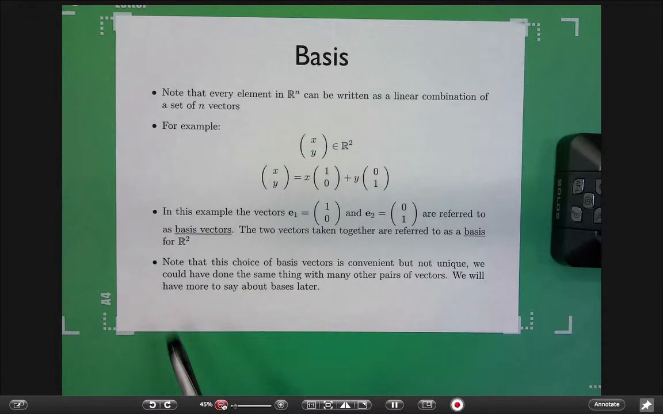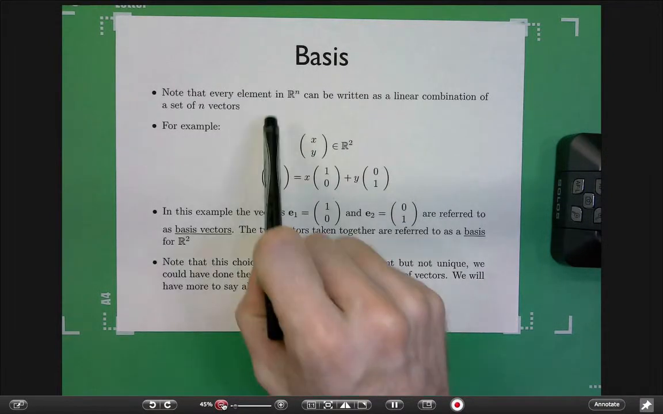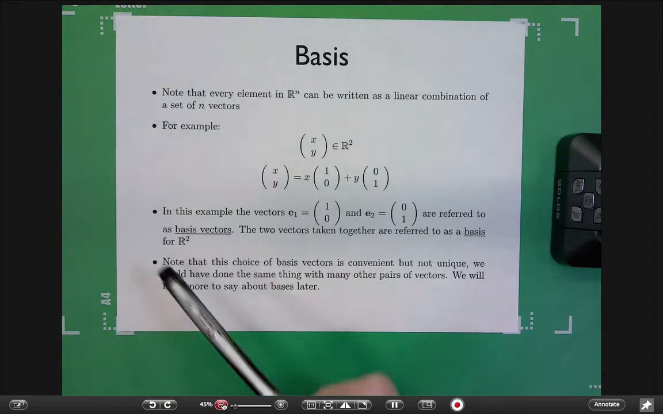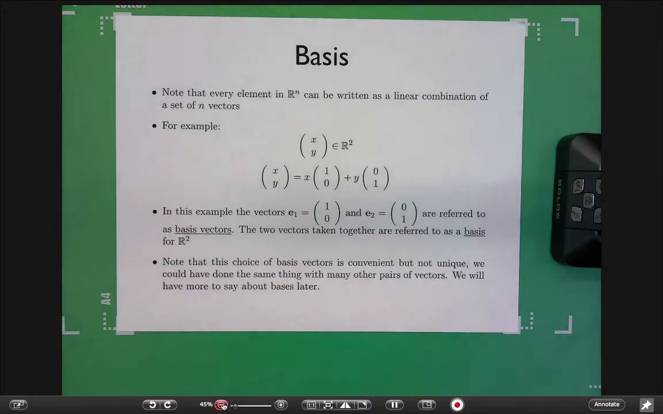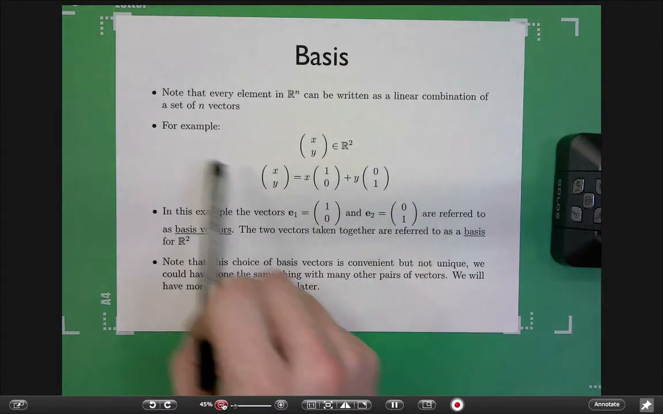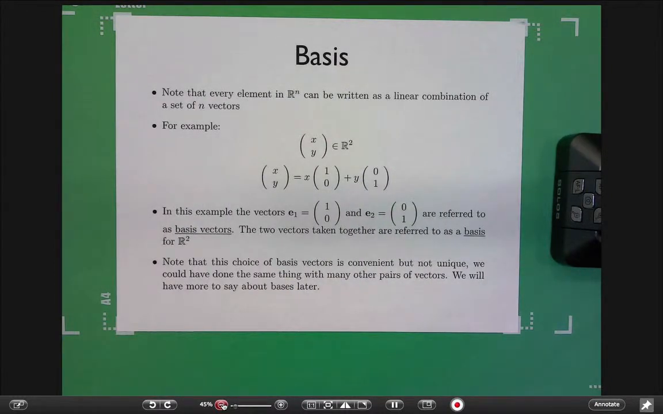So the idea is that if I have some vector in a vector space, I can write it as a linear combination. Remember, a linear combination is what I started with: you take a bunch of vectors, multiply each of them by a scalar, and sum them together, right? So any element of any vector space, but here let's just work with R^n, can be written as a linear combination of basis vectors. That's how basis is defined, almost.